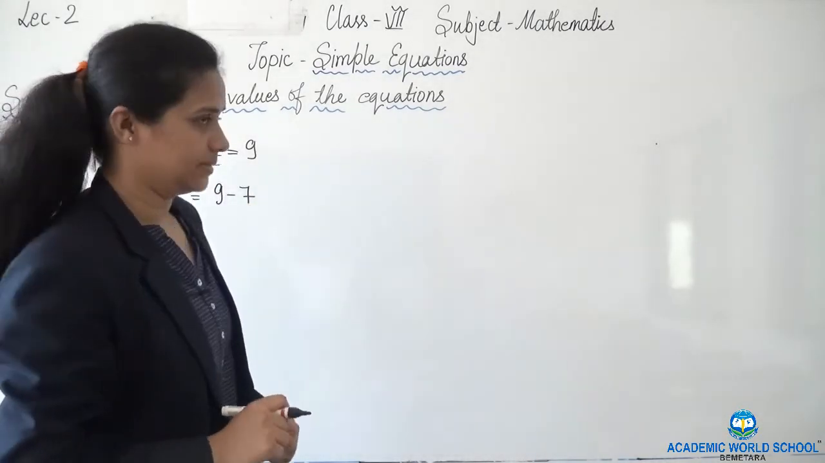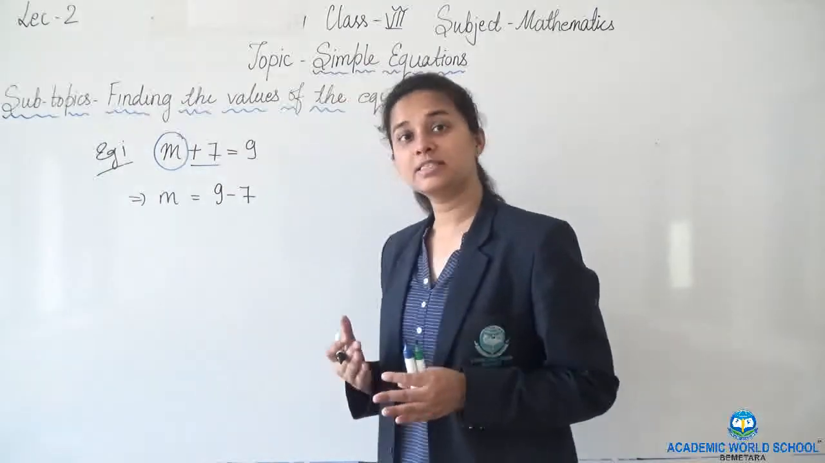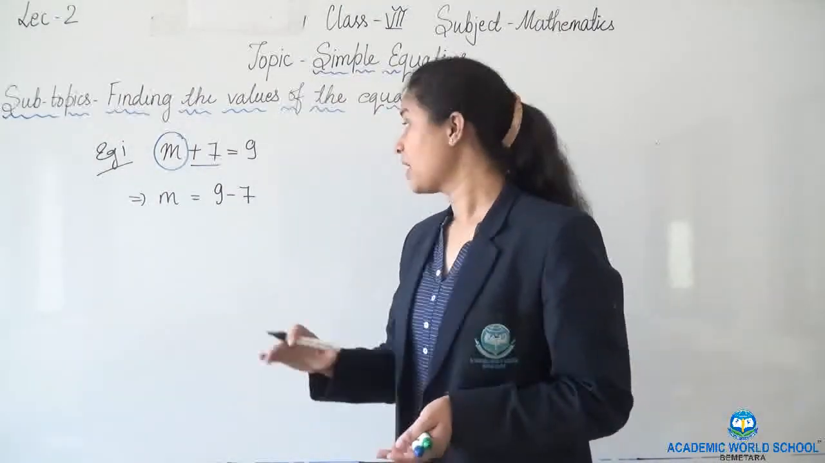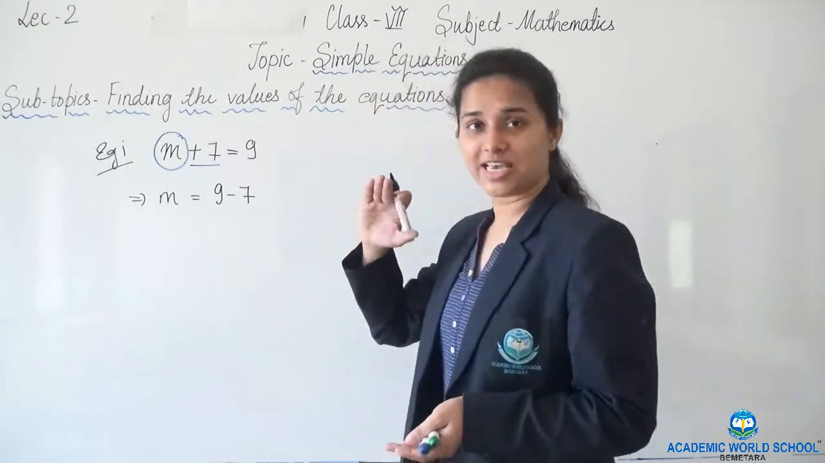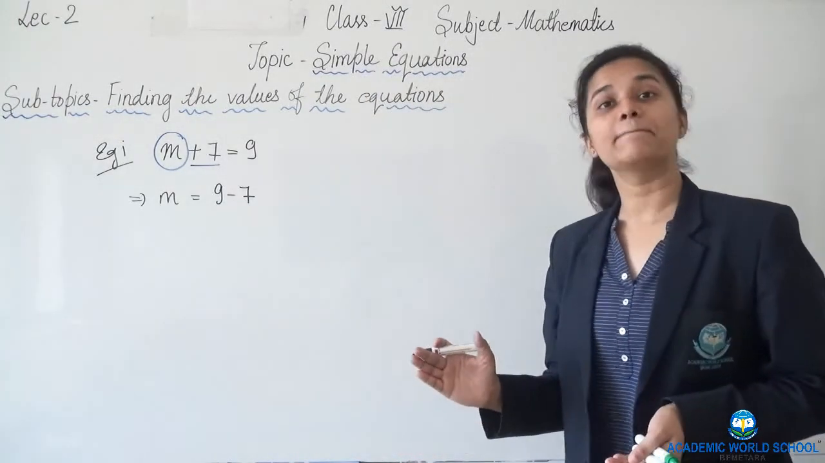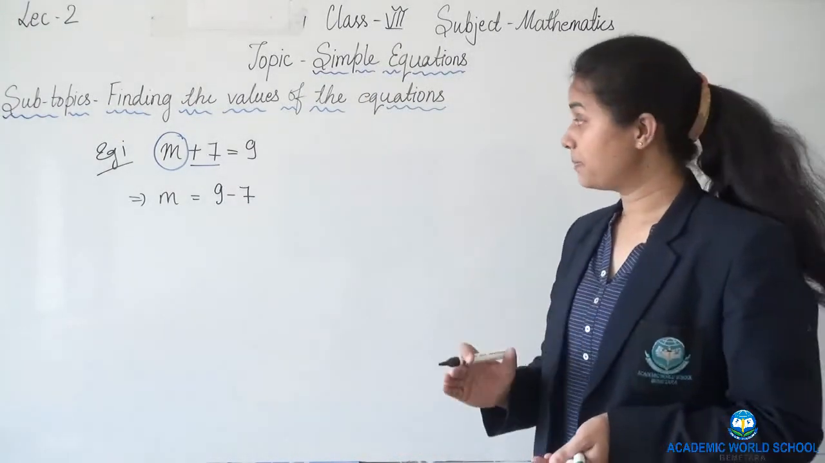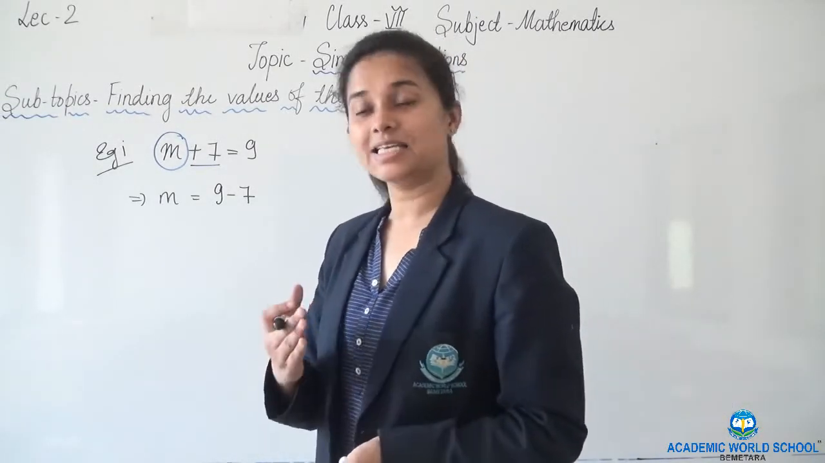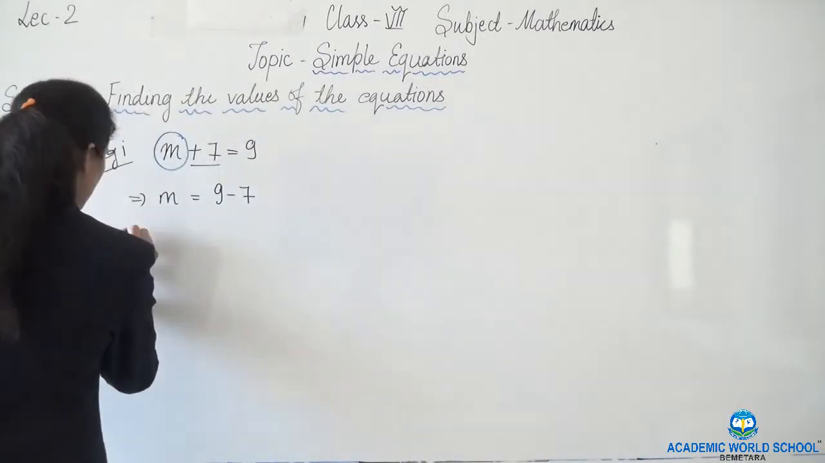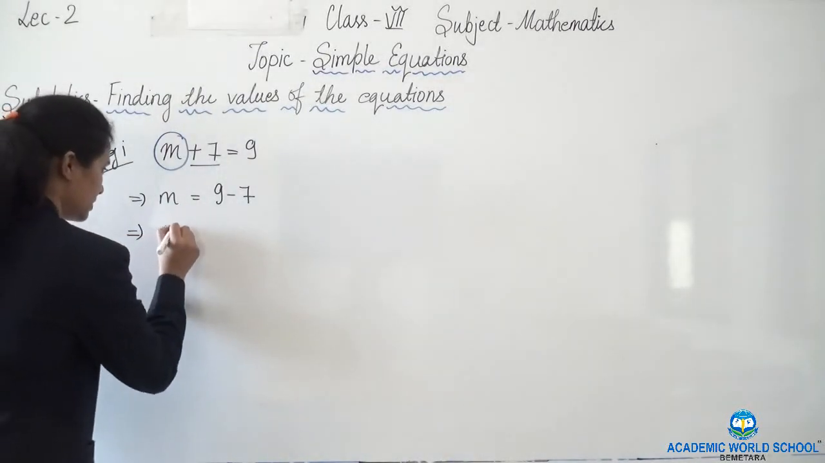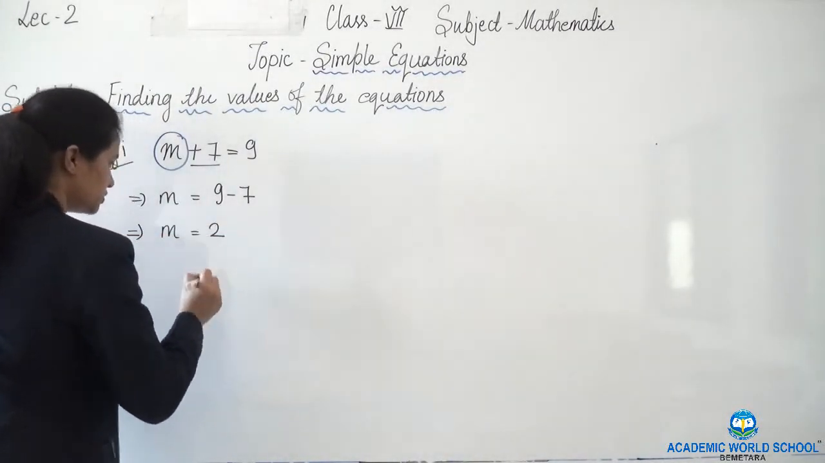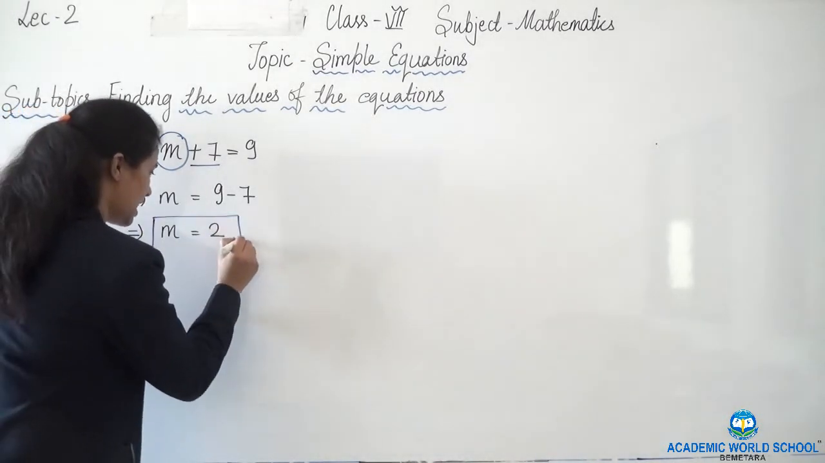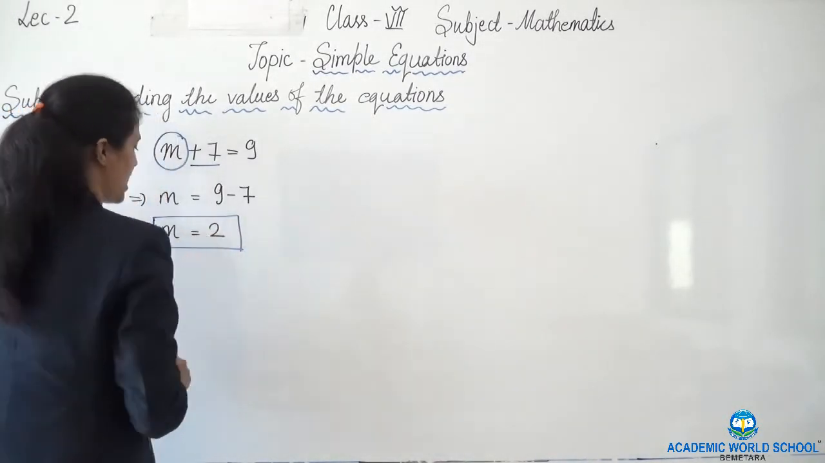Now how is it done? Plus 7, 7 is a positive number. As plus 7 will change its sign, it will become minus 7. Now what is the answer we got? m equals 2. So this is our final answer.